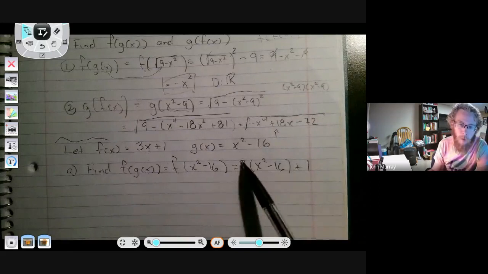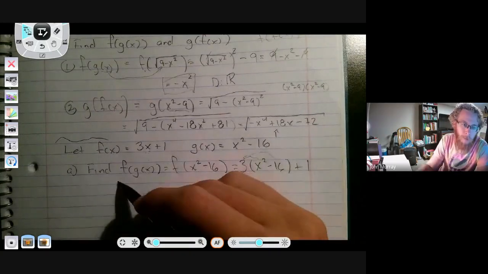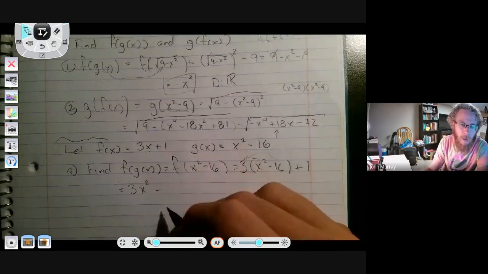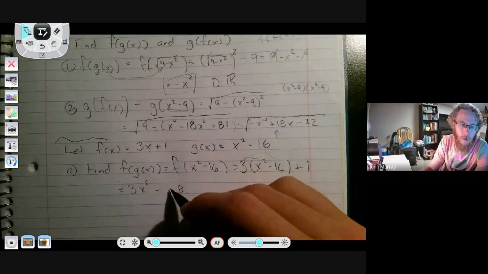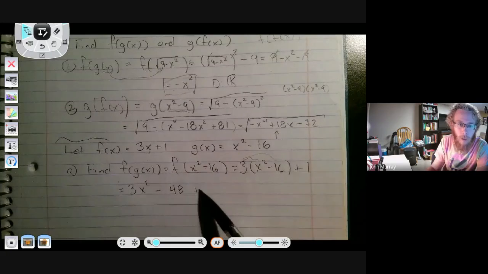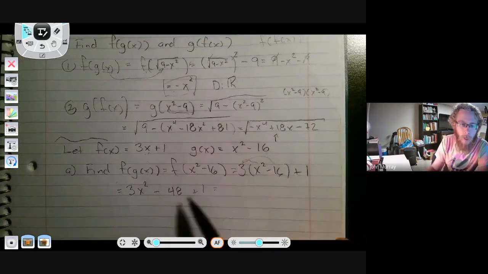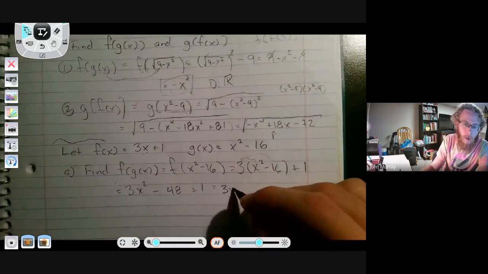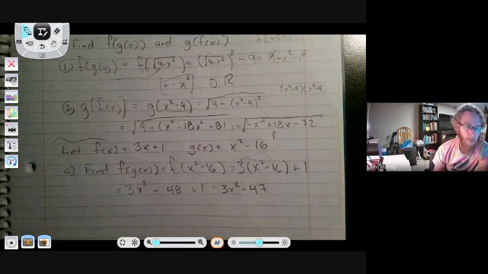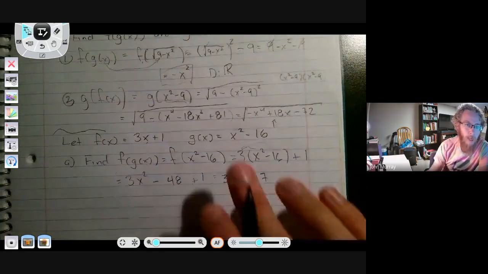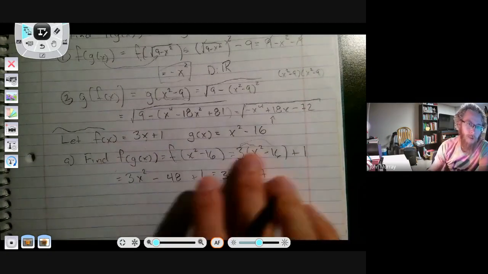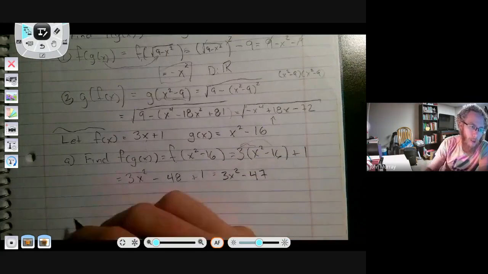So our first step here would be to distribute the 3. You're going to have 3x squared minus 16 times 3, 48. And then we still have this plus 1. We combine any like terms. The 3x squared is by itself. Negative 48 plus 1 is negative 47. So we're plugging that in. Once we start dealing with numbers, it might be a little easier because you don't have to worry about distributing and simplifying and all that.